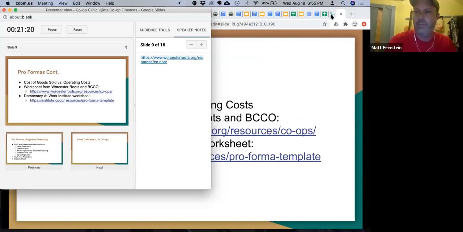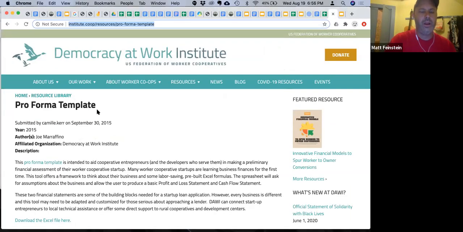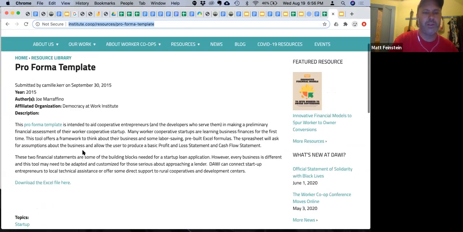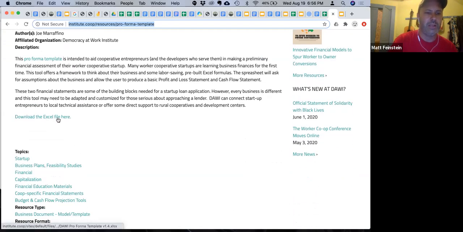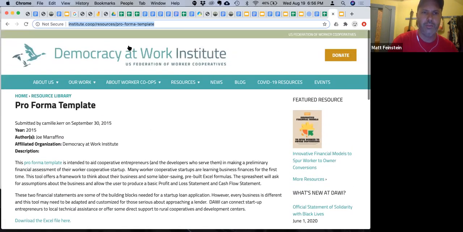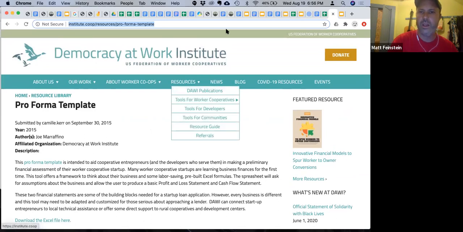Okay, so one tool for a pro forma, a template that you can use, is from the Democracy at Work Institute, which is linked to the U.S. Federation of Worker Co-ops. It's kind of the think and do tank linked to the Federation, and they came up with this template. It's a good one, especially for service or retail, but mostly for retail kind of cooperatives. You can download the Excel file, and it has nice templates for you to work on. So take a peek at that link if that's of use.